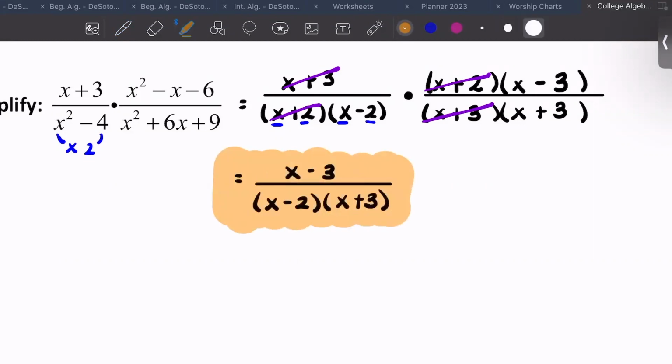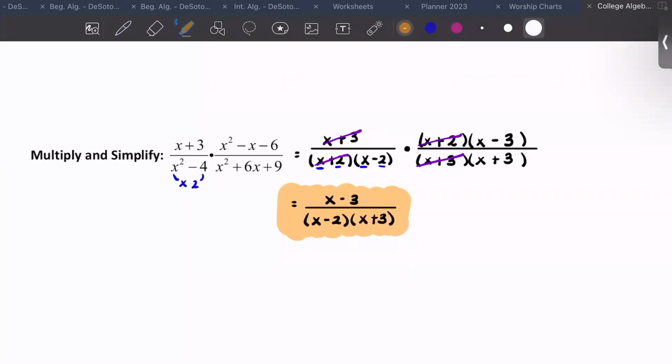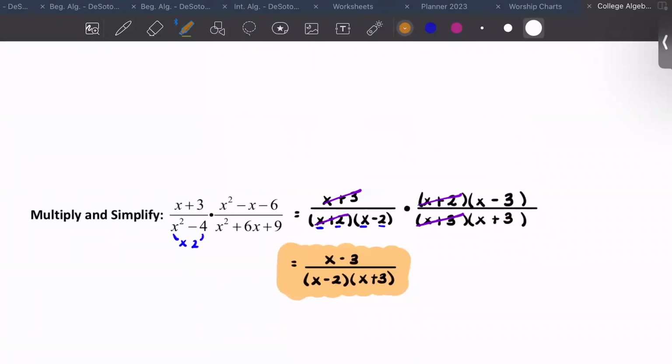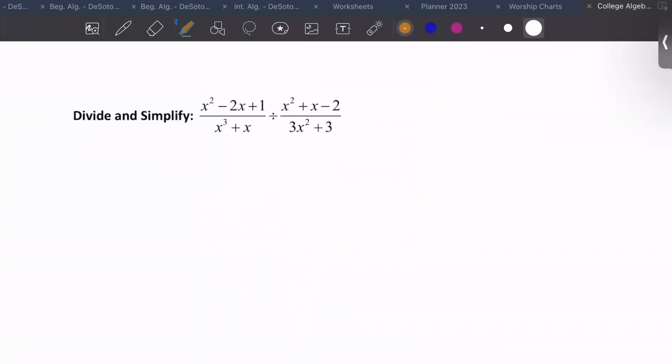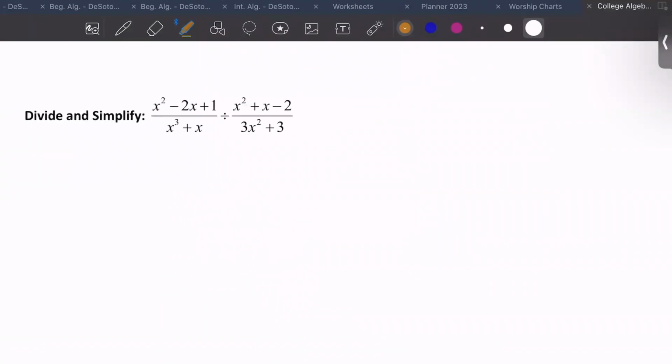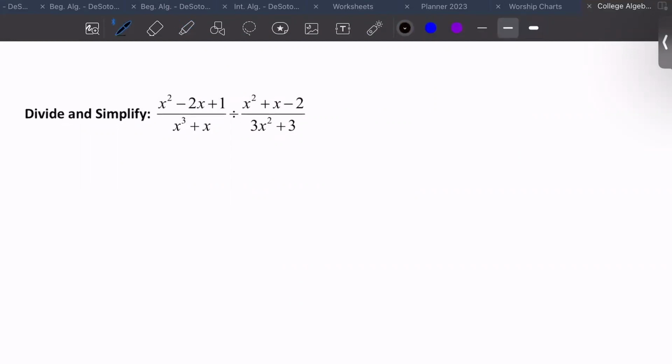And that's my answer, okay? That is how you multiply and simplify, okay? Now, if we can simplify and then multiply and simplify, then we can also divide and simplify, okay? Division is also going to be easier than addition and subtraction, okay?